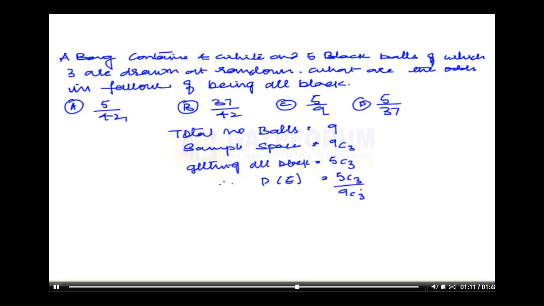The odds in favor is defined as P(E) is to P(E dash). Therefore, P(E) is 5C3 by 9C3 is to P(E dash), which can be calculated as 1 minus 5C3 by 9C3. Simplifying the above equation, we get here 5 is to 37, hence your answer is D.